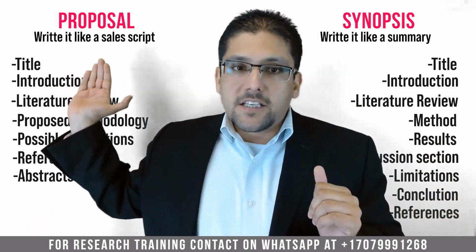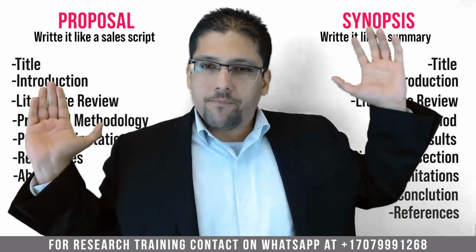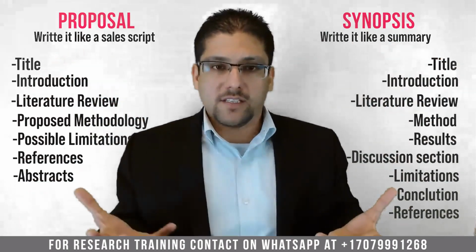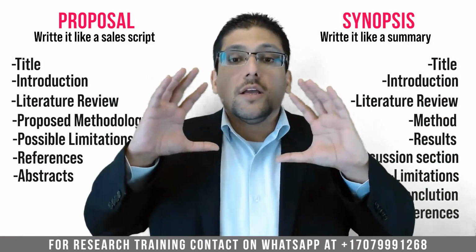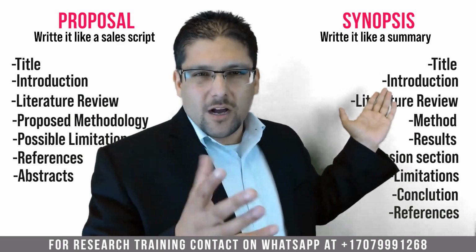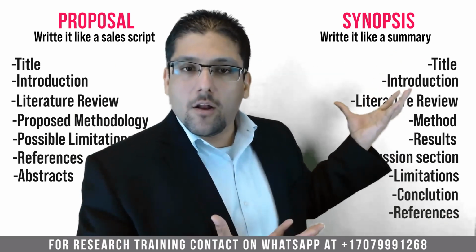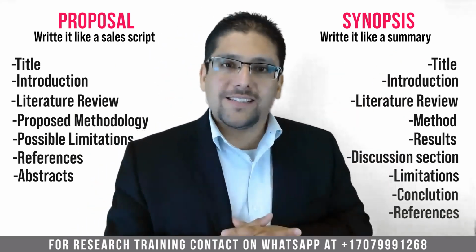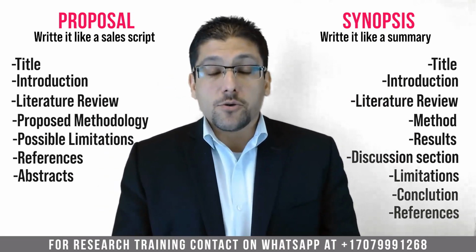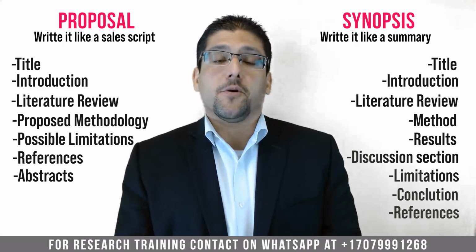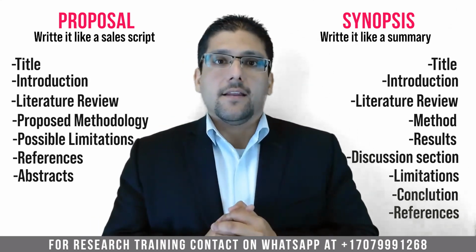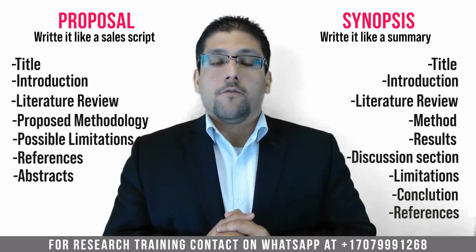Now, in some countries, the proposal is smaller, the synopsis is bigger. But in many places, they are both of equal size, 3,000 words. So the usual length is 1,000 to 3,000 words for a proposal, but for a synopsis, 2,000 to 3,000 words. So a synopsis is a little longer because it's a summary of your thesis. So I hope I have cleared this confusion and you have understood it really well, what is a proposal, what is a synopsis. If you still have confusion, watch this video again and comment below for any questions.